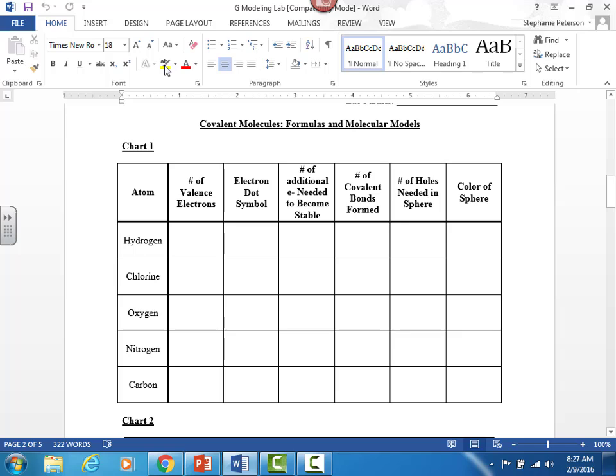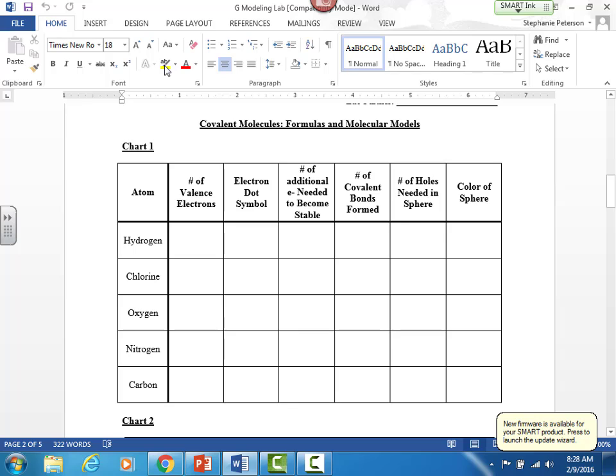What we're going to do today is fill out this first chart. This first chart on the top is going to be kind of like your reference chart. So when you're putting all of your molecules together, you can look back at this chart if you need a little bit of help. The atoms that you're going to be working with are hydrogen, chlorine, oxygen, nitrogen, and carbon. So we need to figure out first how many valence electrons each of those atoms has.